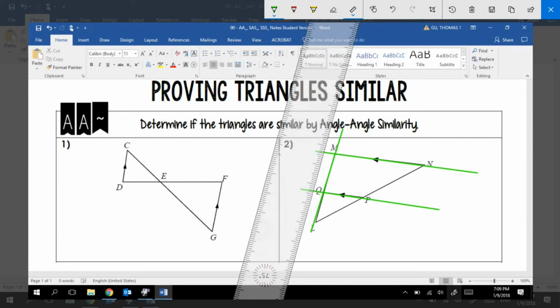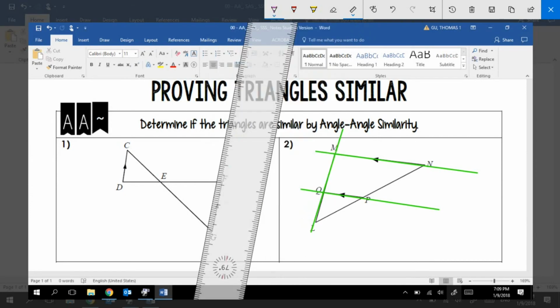Okay, whatever. Anyways, that means that this angle right here and this angle right here are corresponding angles. That means they are congruent, okay? So I found one pair of angles, but can I find another one?